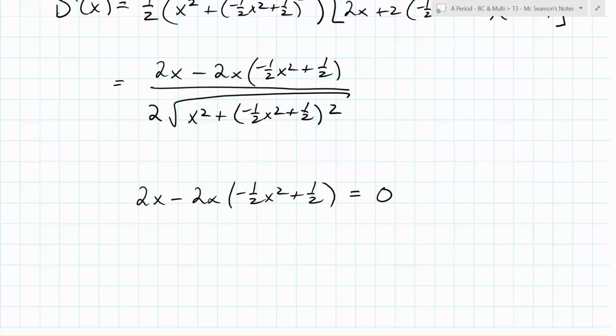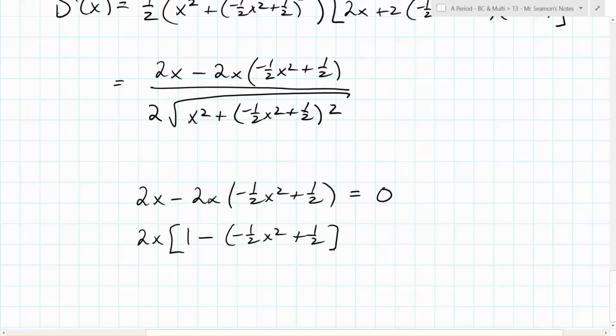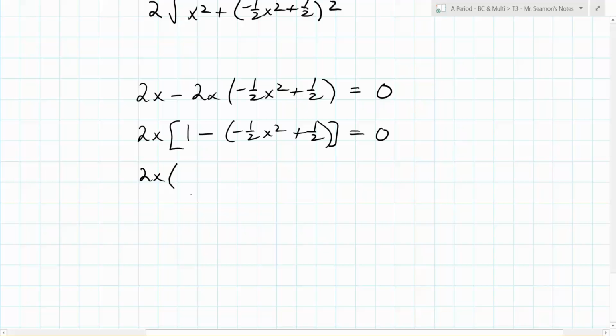Don't multiply things out unless you have to. What can I factor out now? How about 2x? What is that going to be? 1 minus what? -1/2 x squared plus 1/2 equals 0. So what do we have here? 2x and what? 1/2 x squared plus what? Plus what? 3/2? 1/2. I think it's 1/2. Oh, it's minus. Thank you. It is minus 1/2, equals 0. I could factor out 1/2 if I wanted to.